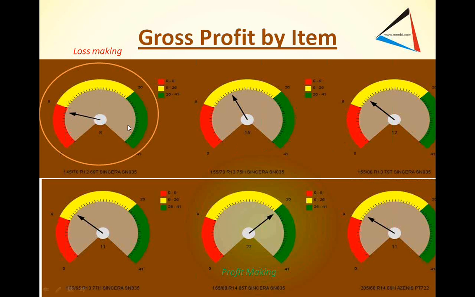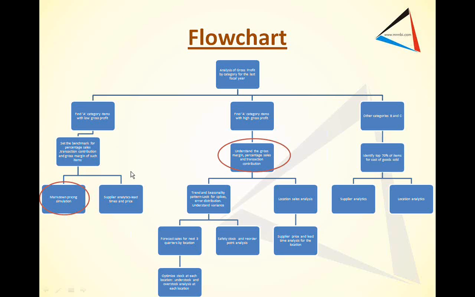So we look at gross profit per item. We look at category A, B items, and we look at which items are actually making a loss. So you can see this is going down below the minimum percentage, while this is a highly profit making item. So we now look at 165 by 80, R14, and 145 by 70.